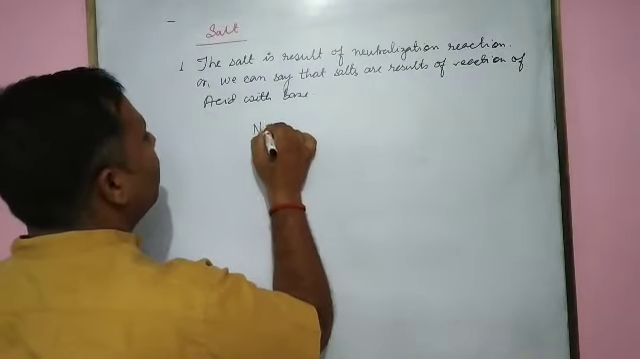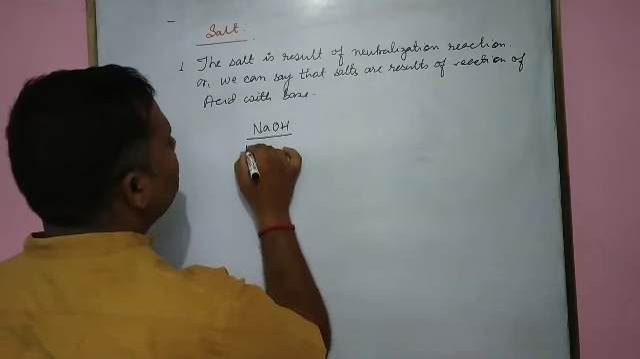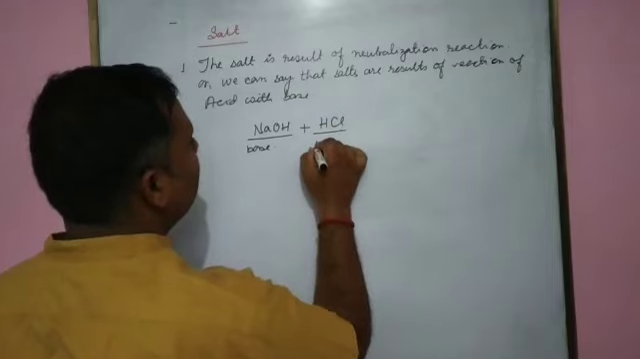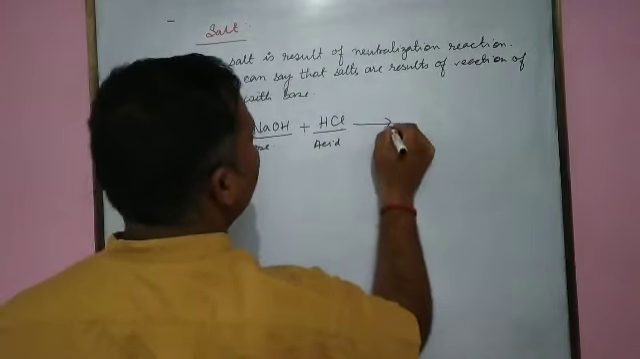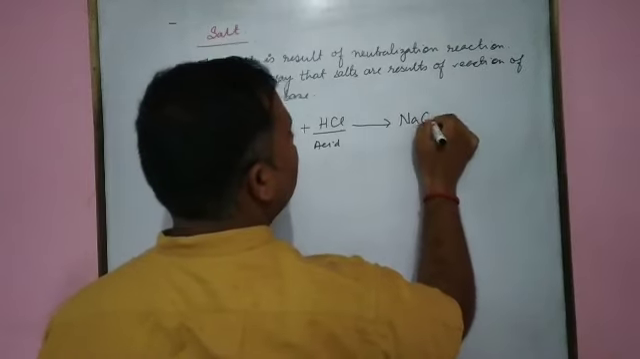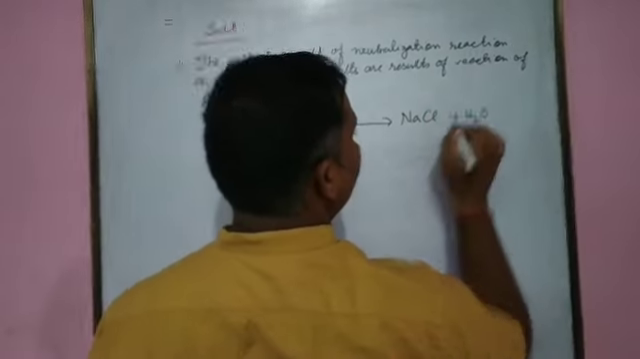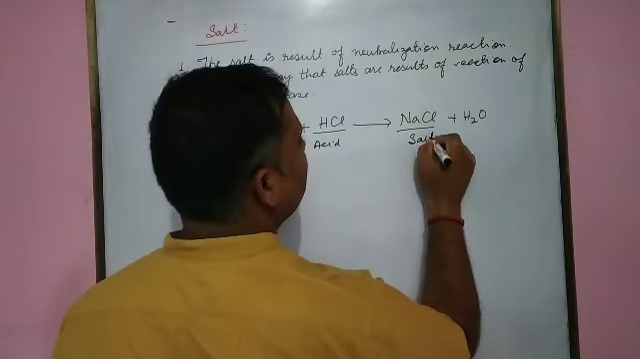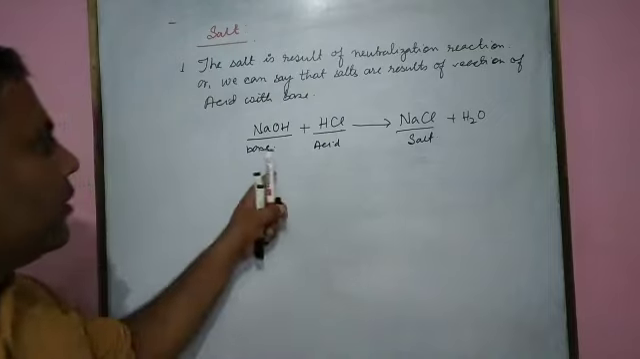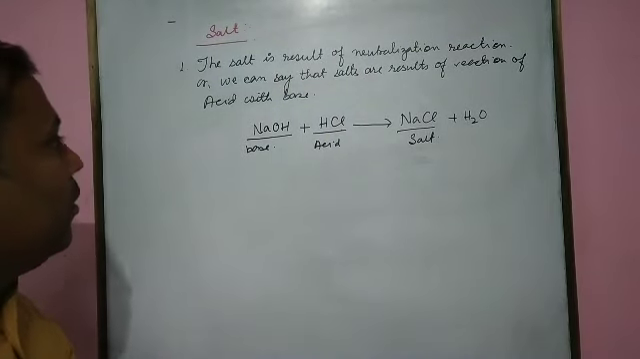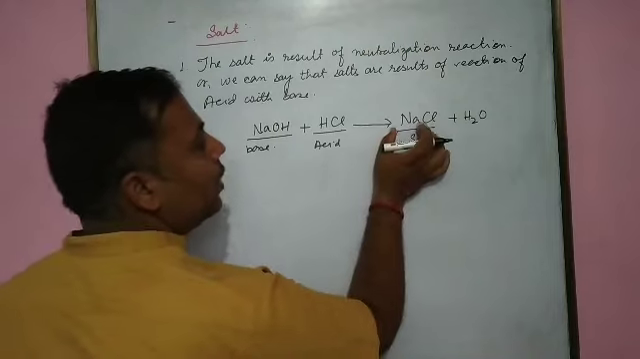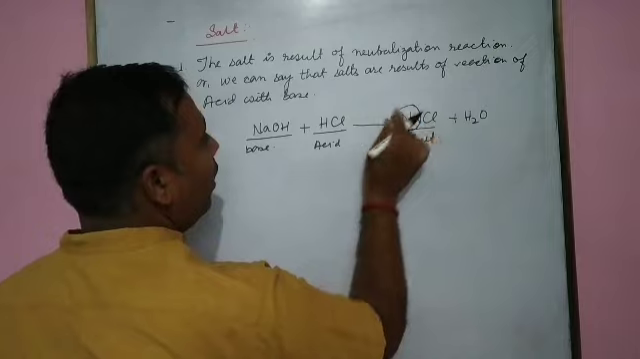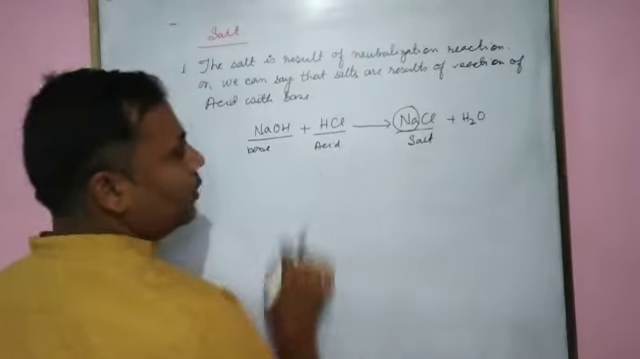When sodium hydroxide, this one is a base, reacts with an acid, that is HCl, it results in the formation of what? NaCl plus water. This NaCl is salt, which is the result of a neutralization reaction. What we see? The first part of the salt is obtained from the base, that is sodium, and the next part, that is chlorine, is obtained from the acid.